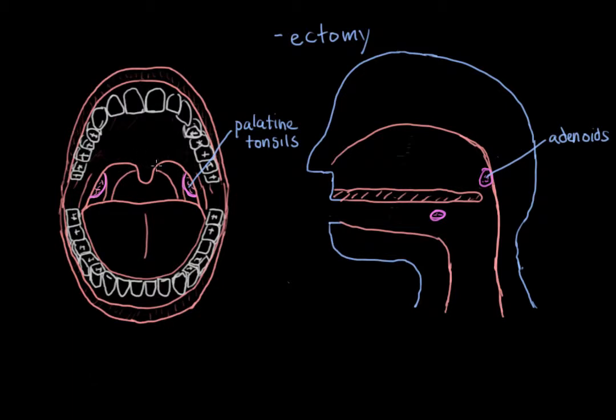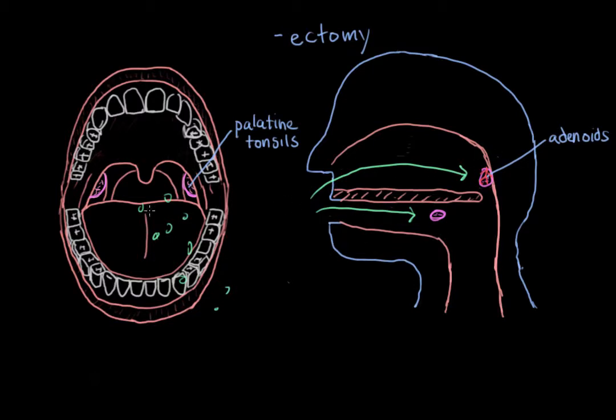Their purpose is to kind of act like little traps. So when bacteria or viruses or any sort of microbe gets into the mouth, or potentially through the nasal passage, then the tonsils act as a first line of defense. Tonsils are very vascular structures, meaning that they have a lot of blood vessels going to them. And they also have a lot of white blood cells in them. And this is important because if bacteria or viruses get trapped on the surface of the tonsils, then the white blood cells can respond accordingly.